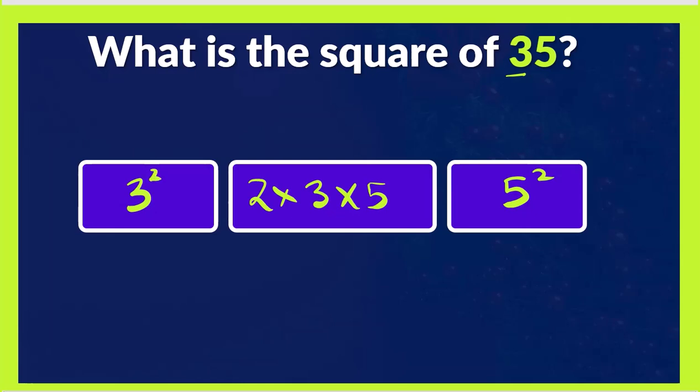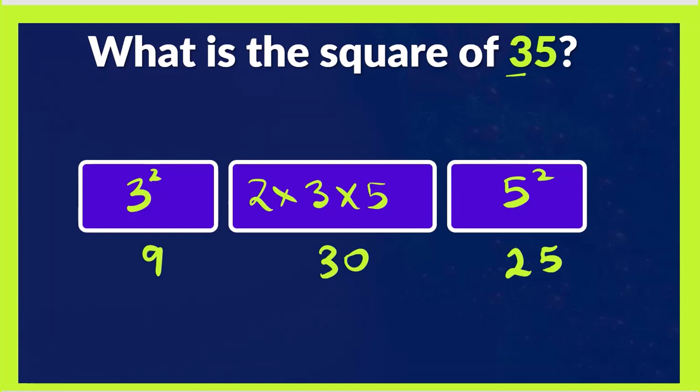Okay, good job. Let's write out what we have now. 5 square will give us 25. And 2 times 3, that is 6. 6 times 5 will give us 30. Then 3 square, that's 3 times 3, will give us 9.